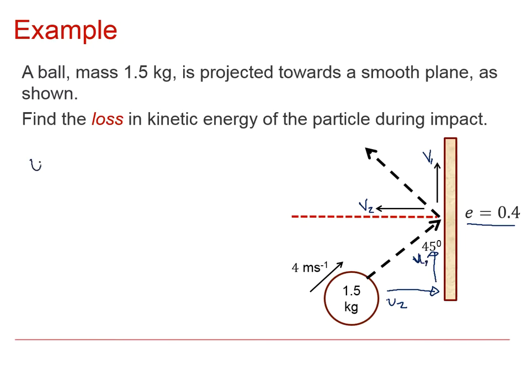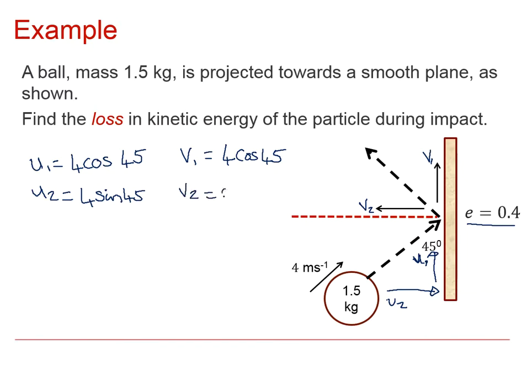So in this particular example, U1, if we use our trigonometry, is going to be 4 cos 45. Which means that V1 is also going to be 4 cos 45 because this does not change. If we look at U2 down here, we can see that that's going to be 4 sin 45, and V2 is going to be e, which is 0.4, multiplied by 4 sin 45.